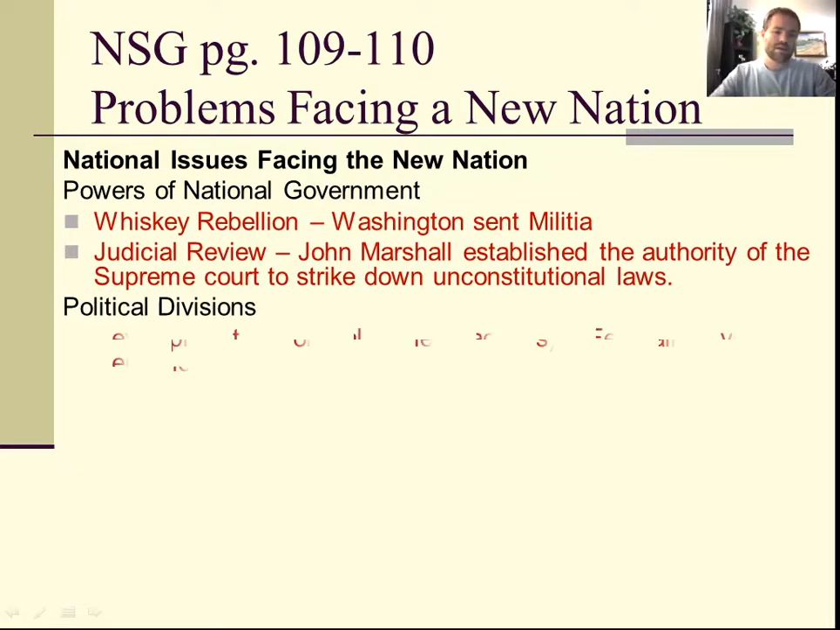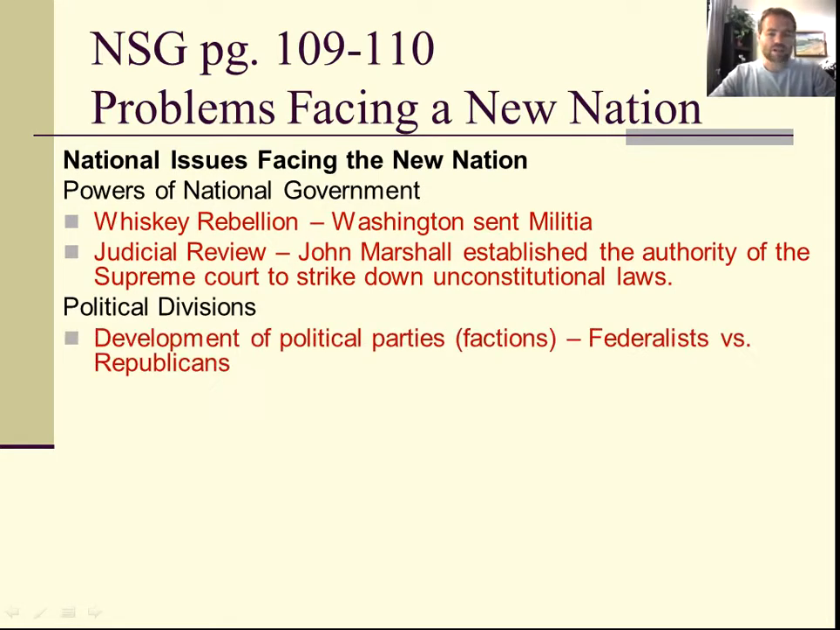We also had political divisions, beginning with what used to be called factions, now called political parties, and the first ones were Federalists versus Republicans.